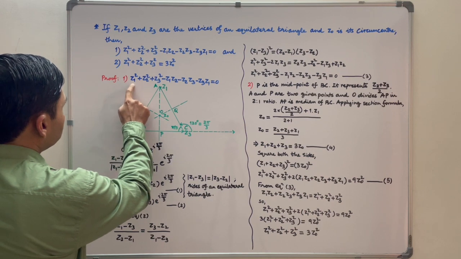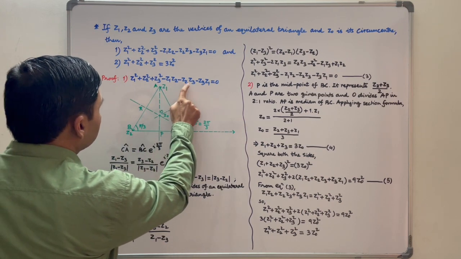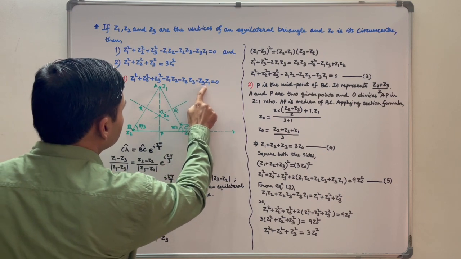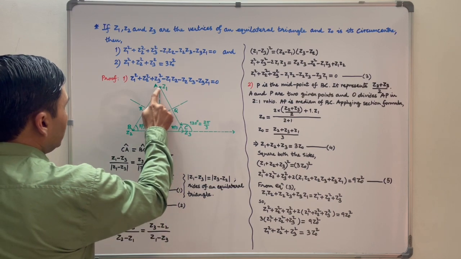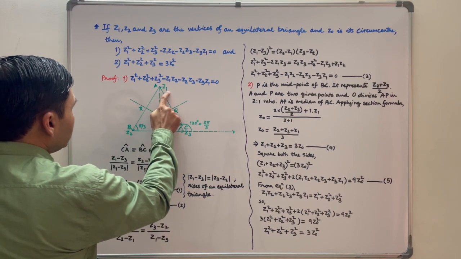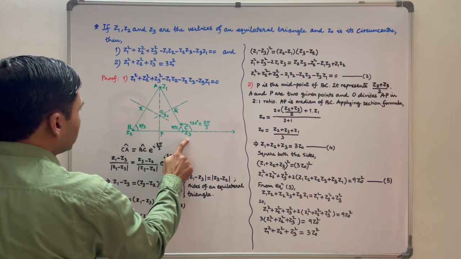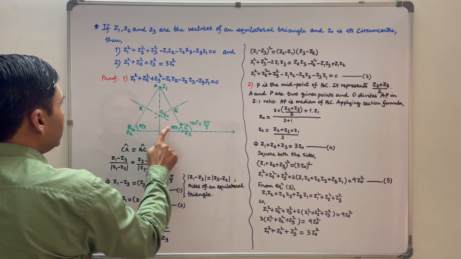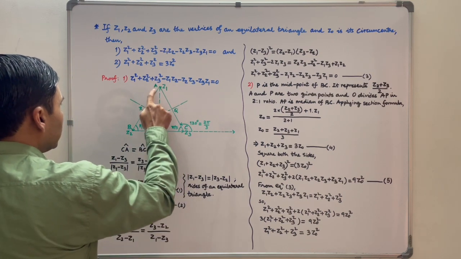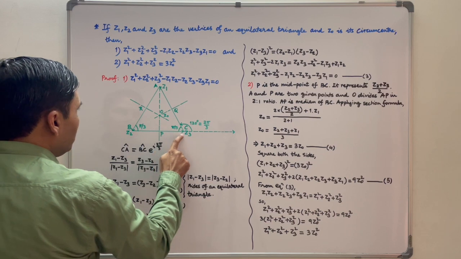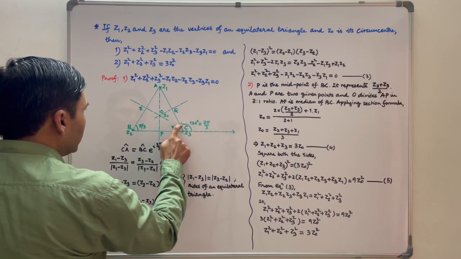First one: z1 square plus z2 square plus z3 square minus z1 z2 minus z2 z3 minus z3 z1 is equal to 0. Suppose ABC is an equilateral triangle. Its vertices are represented by complex numbers z1, z2 and z3. We can represent its sides by vectors BC, CA and AB. The angle between vector BC and vector CA is equal to 120 degrees.